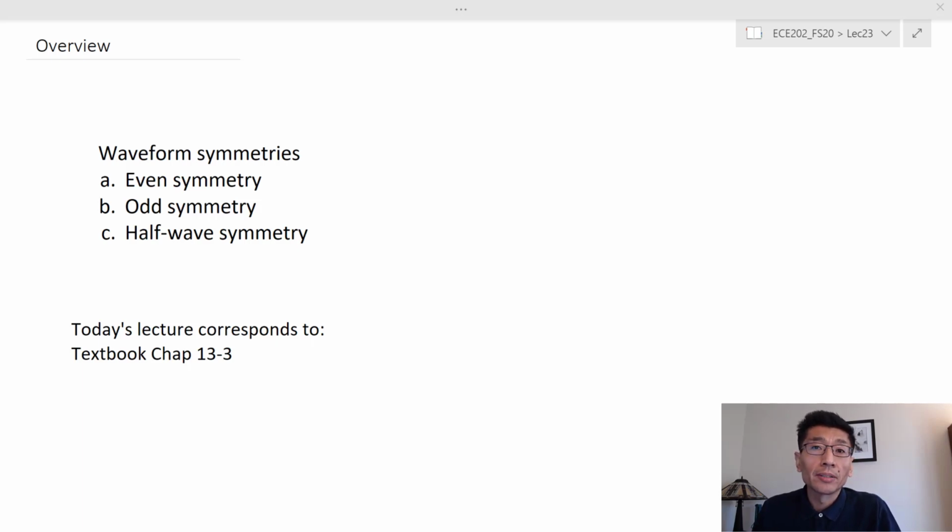Today we're going to talk about the waveform symmetries. Last lecture we talked about the Fourier series. The essential thing was to find the Fourier coefficients, including a sub 0, the DC component, and all the Fourier coefficients for the AC components. And if we know the waveform symmetry properties, we may not need to find all of the Fourier coefficients because some of them are zeros. And today we're going to look into these properties.